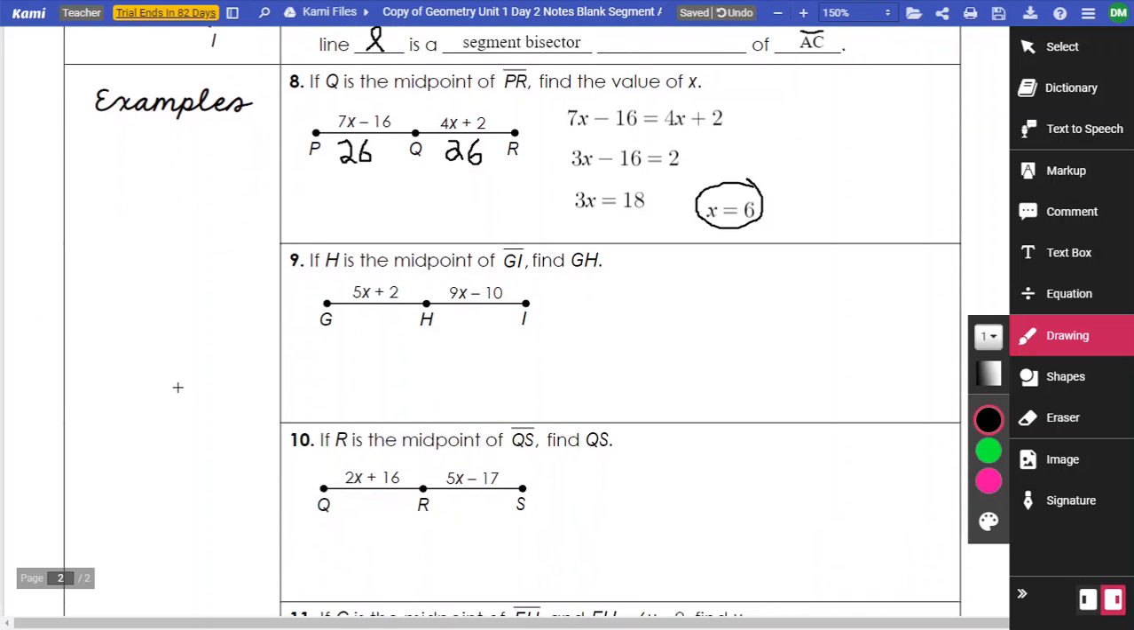Okay, so last one, I'm going to have you do it yourself. H is the midpoint of GI. Find the segment length of GH. Go.